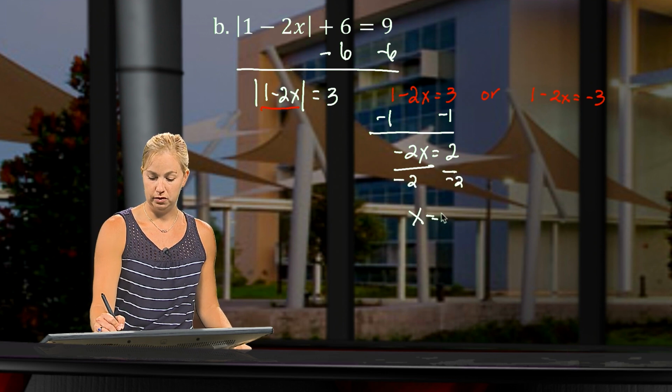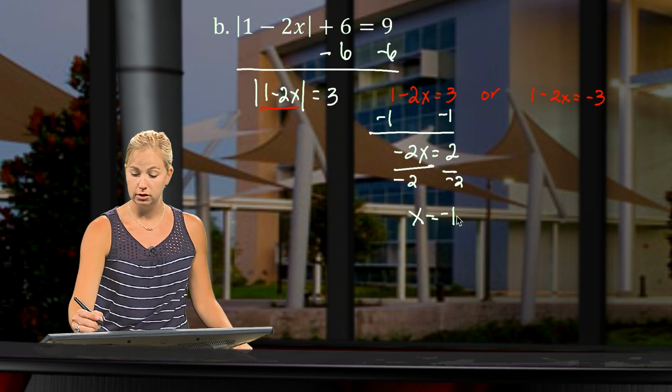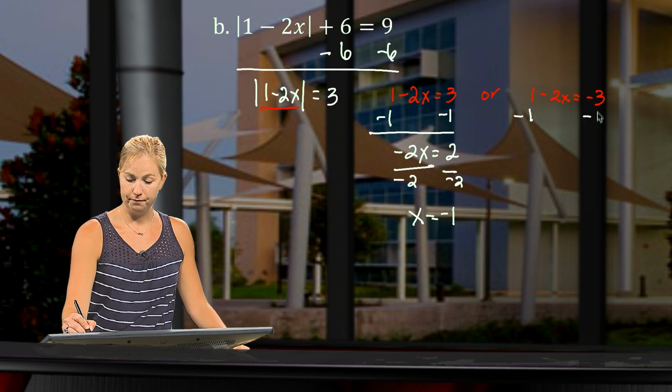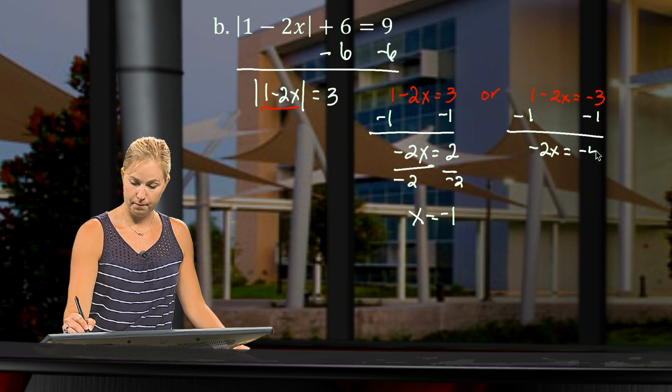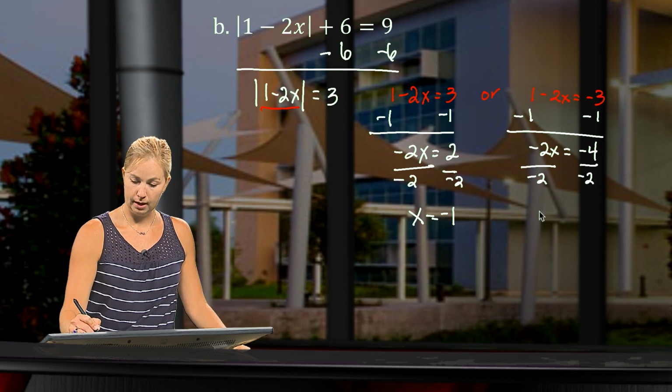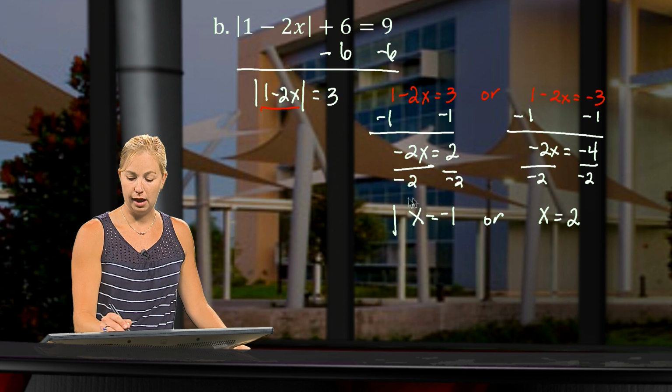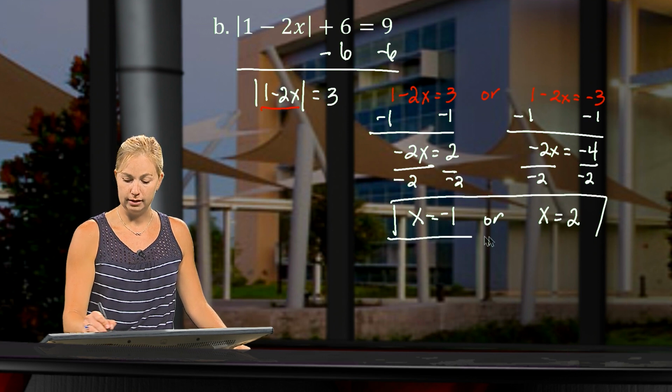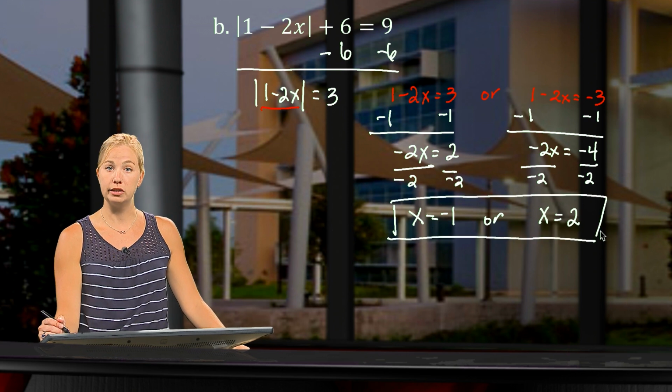We get x equals negative 1 for our first equation, and x equals 2 for our second equation. So again, we have two solutions, x equals negative 1 or x equals 2.